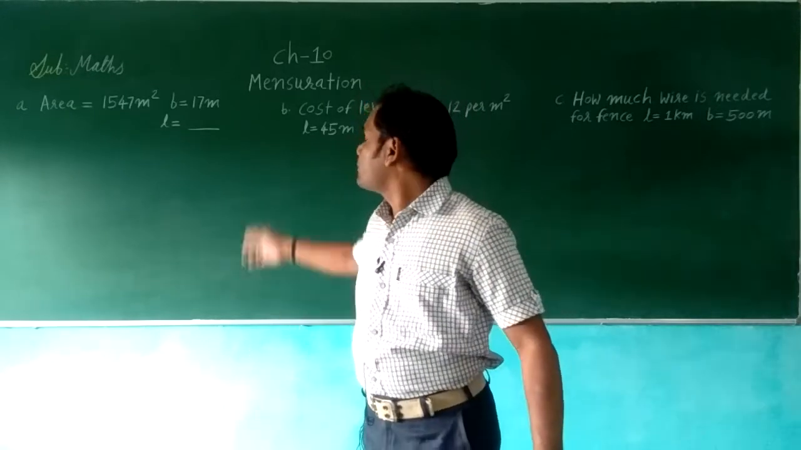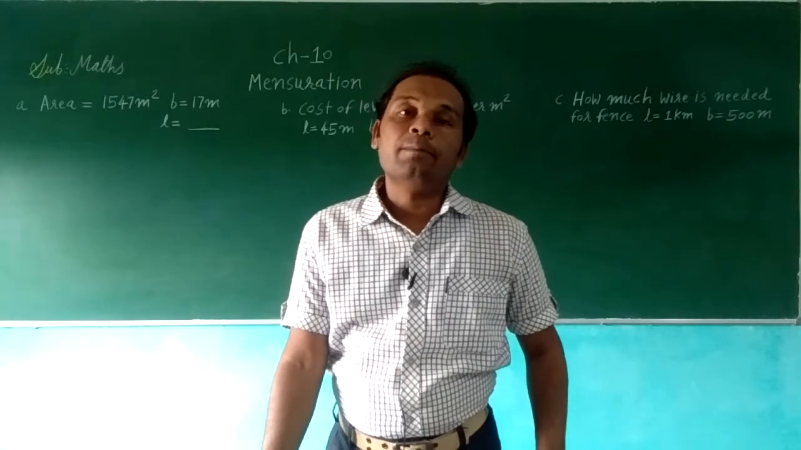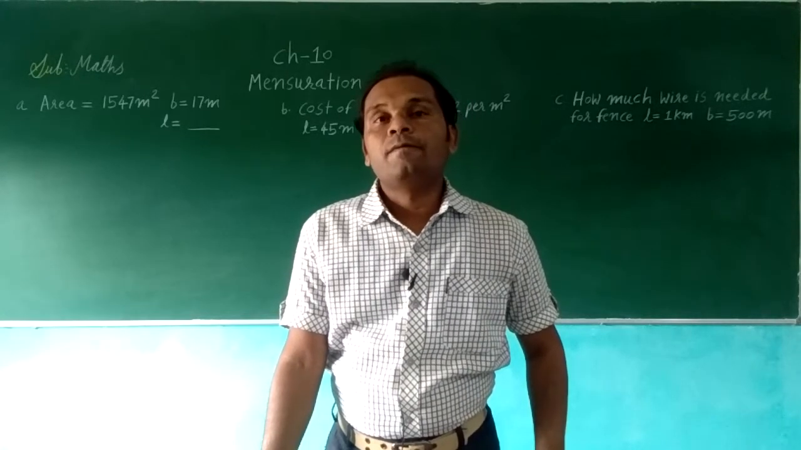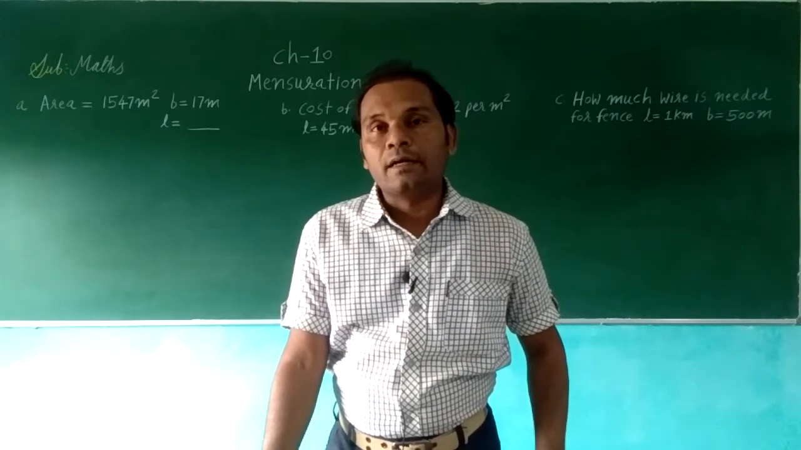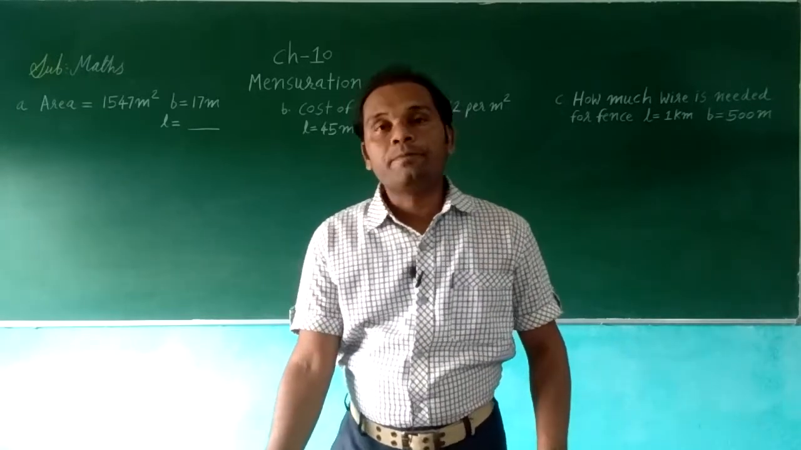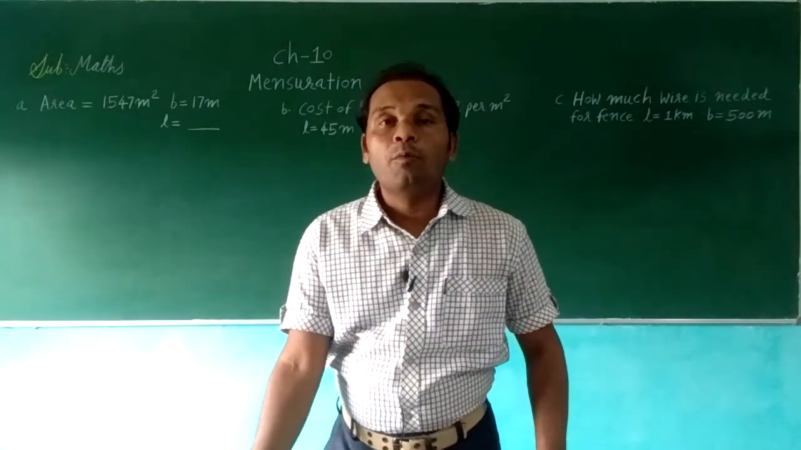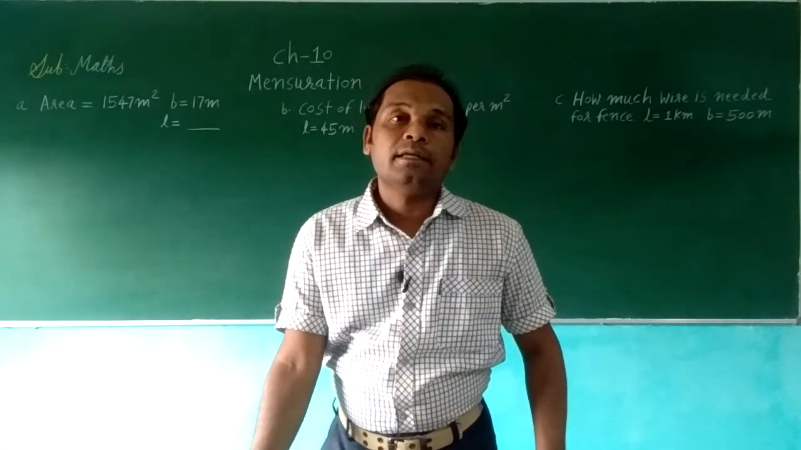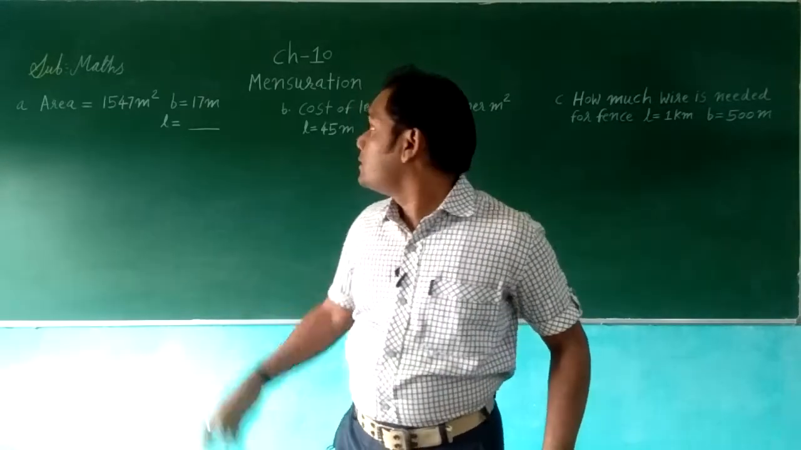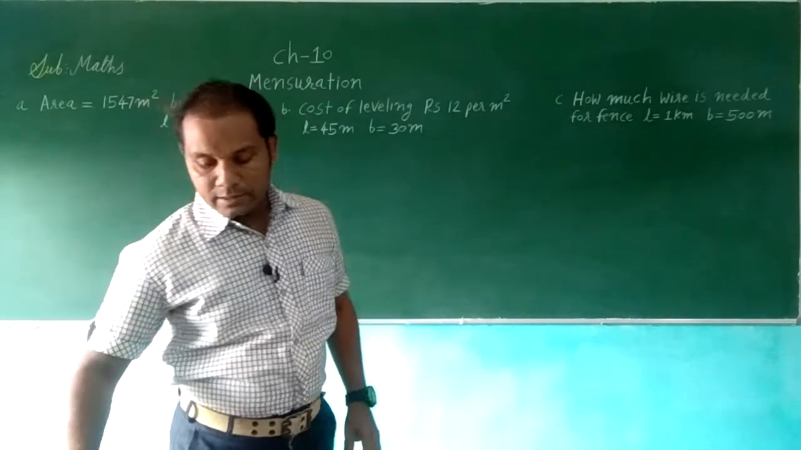Okay, so here length and breadth are both given, which means definitely that shape will be a rectangle. In a rectangle, length and breadth will be different. So we'll write the formula for the area of a rectangle, and then easily we'll get the length. So that will do. Okay, so see here.